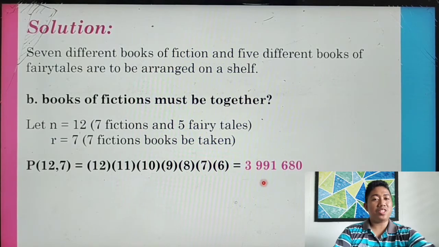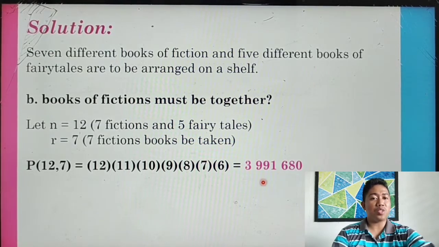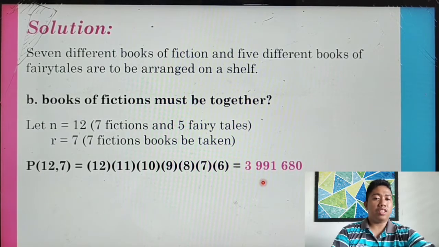Okay? So my dear friends, students and learners, or viewers as well, now you know how you'll be able to solve general permutations using word problems.